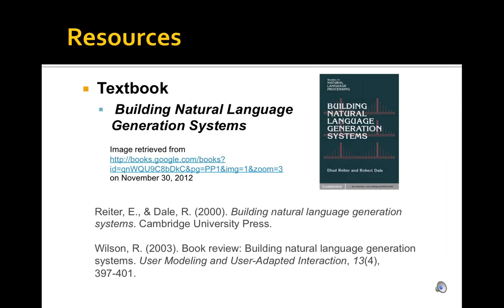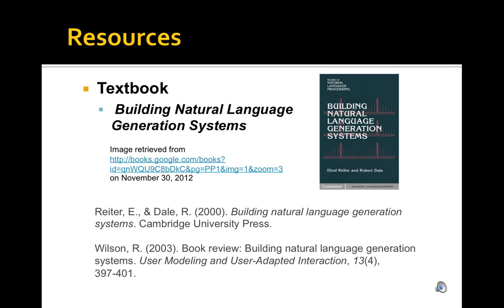We found only one natural language generation dedicated textbook, Building Natural Language Generation Systems, that was written by Ehud Reiter and Robert Dale in 2000, with a later edition printed in 2006. The 2000 edition has been cited over 800 times according to Google Scholar.